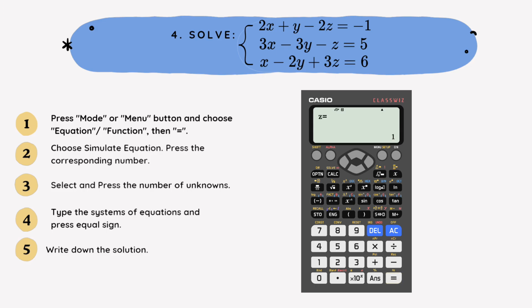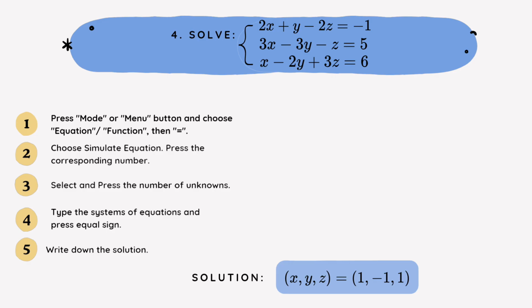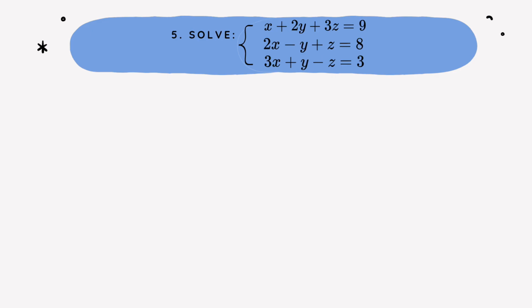Then write down the solution we got from our calculator. x, y, z is equal to 1, negative 1, and 1. Let's now solve our next example, which is also 3 variables. So the first step, choose 2 pairs of equations and eliminate one of the variables from each pair.